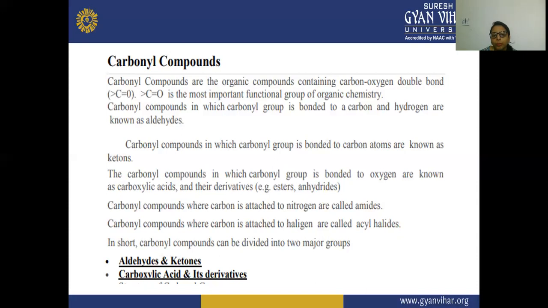These carbonyl compounds are divided into two major groups: aldehydes and ketones, and carboxylic acid derivatives. In this topic we are going to study aldehydes and ketones. Carboxylic acids and their derivatives we are going to study in the next unit, that is the fifth unit. But in this unit, we are going to study aldehydes and ketones.